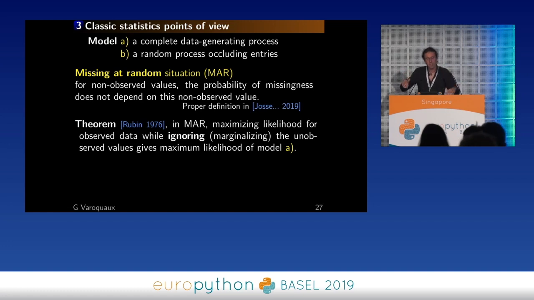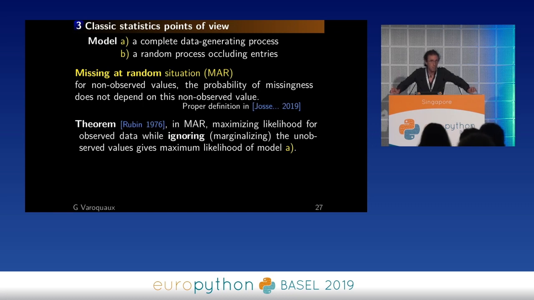If you look at the actual definition, it's even more mind-blowing, and people simplify it because it doesn't really make sense. And it's true, it doesn't really make sense. The reason there is this definition is that it allows, in a likelihood framework, to prove, and that was proven by Rubin 40 years ago, that maximizing the likelihood of the observed data while ignoring, marginalizing in technical terms, the unobserved value will give the maximum likelihood of model A, of the model of the complete data generative process.